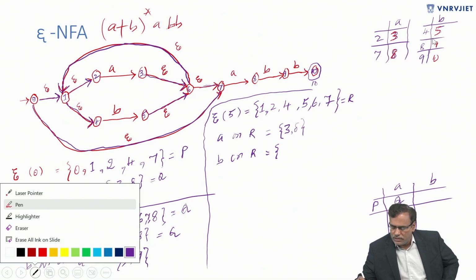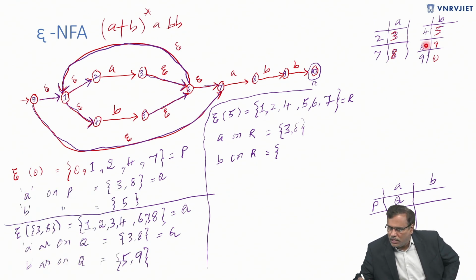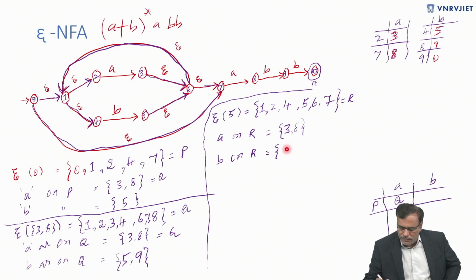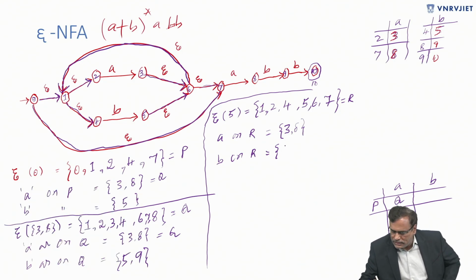So out of 4, 8, 9 in this set, let me show you. Only this 4 is available in this set. And from 4, you can go to state 5. Therefore, B as input on R becomes what? That is 5. I hope it is more clear. Yeah, that is 5. Fine.